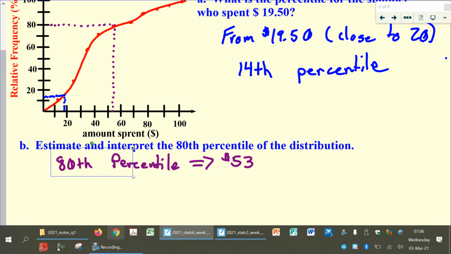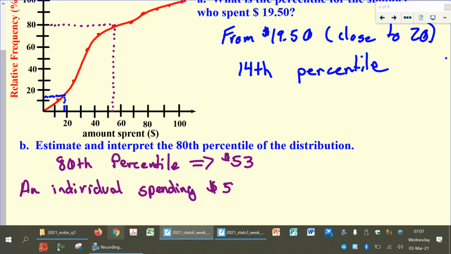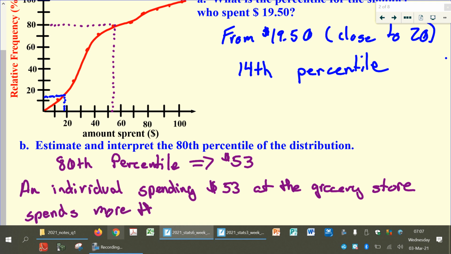So if we want to interpret that, that is telling us that an individual spending $53 at the grocery store spends more than 80% of other customers.